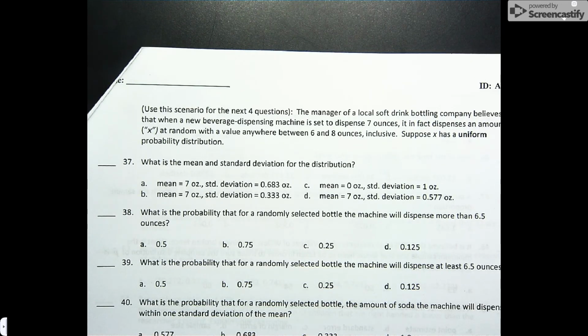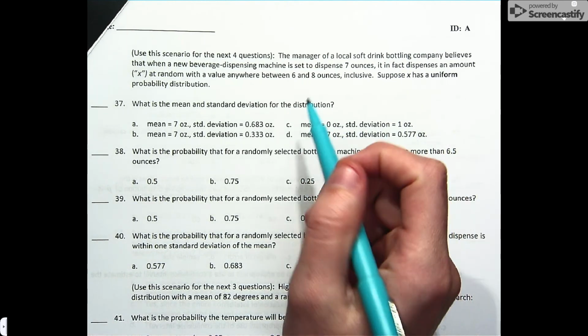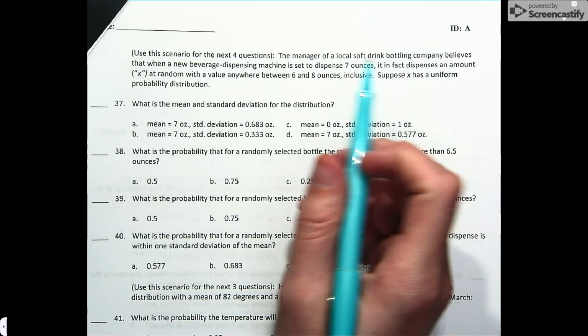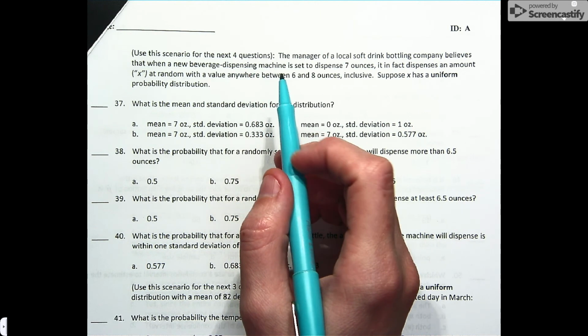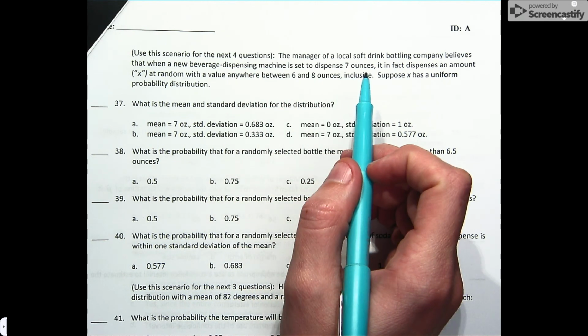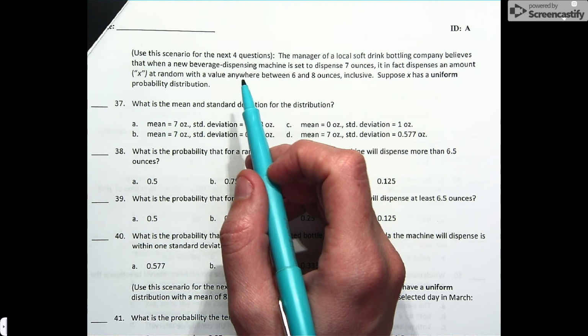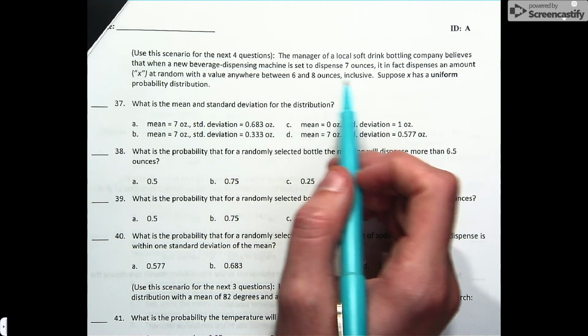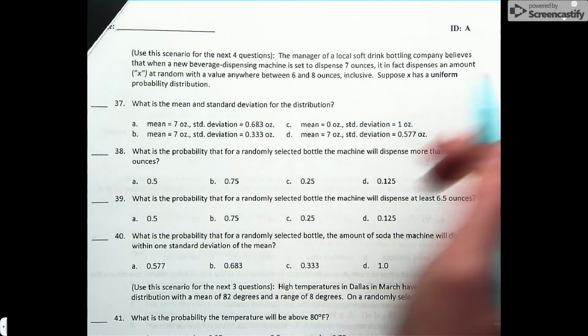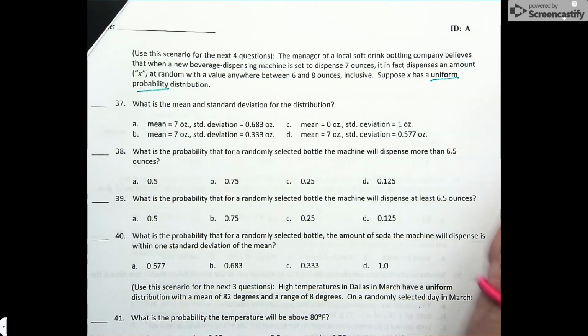So 37, we're going to use this scenario for the next 4 questions. The manager of a local soft drink bottling company believes that the new beverage dispensing machine is set to dispense 7 ounces. It in fact dispenses an amount X at random with a value anywhere between 6 and 8 ounces inclusive. So suppose X has a uniform probability distribution.